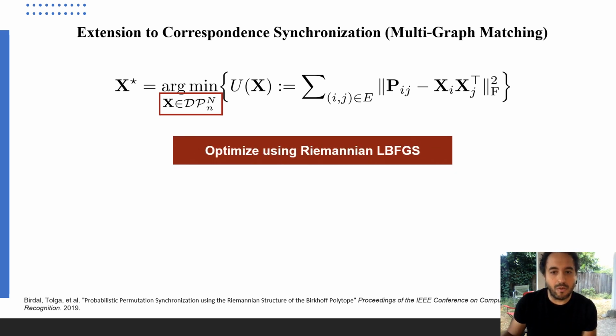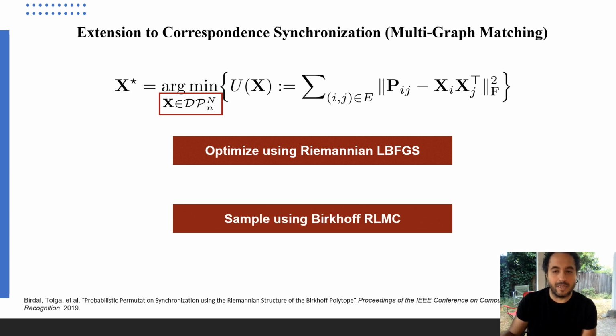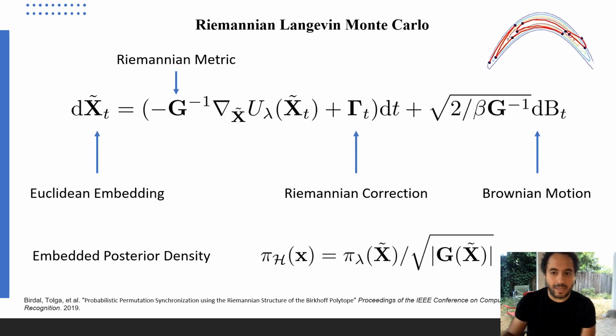We can optimize this using any Riemannian algorithm, like your favorite, Riemannian gradient descent, or even more sophisticated ones like LBFGS or Riemannian BFGS. And we can now devise a sampling scheme for this, using the same ideas as before. We derive a similar stochastic differential equation, again with some Brownian motion on the Riemannian manifold, and that we call Riemannian Langevin Monte Carlo.